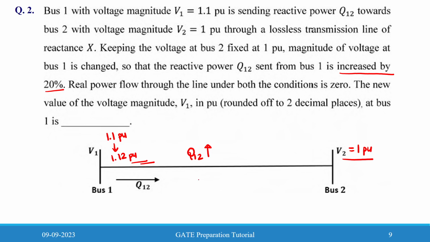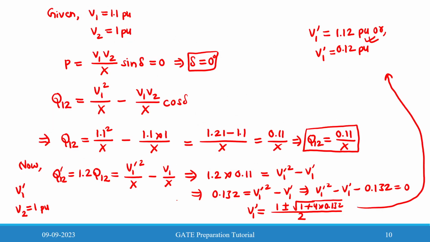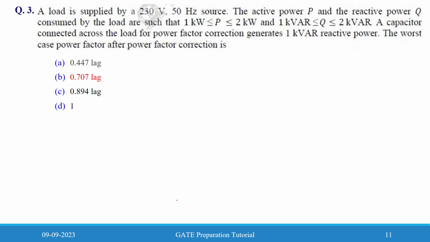So the answer for this problem is 1.12 per unit. Now let us see the third problem. We require the expression we have learned. This is a very simple problem and is based on power factor correction.